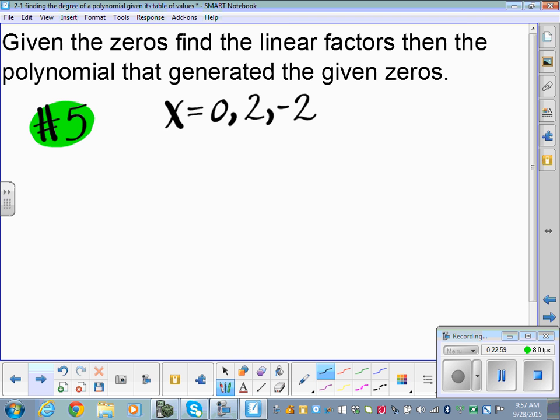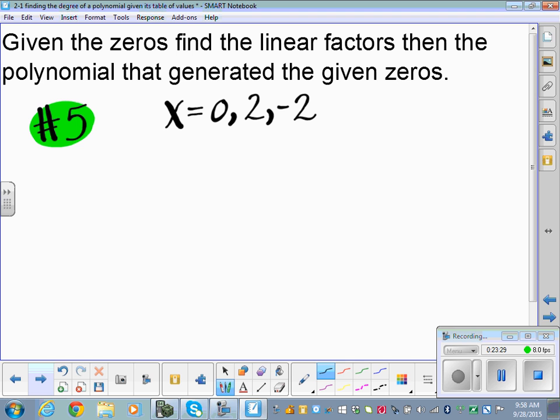So look up here. If you didn't understand it in the past, hopefully a second time, third time, fifth time, it's going to make you understand it. So it says, given the zeros, the x values, this time we're asked to find the linear factors, and then we can find the polynomial generated given these zeros. So we're given the x-intercepts here, the zeros: x is equal to 0, x is equal to 2, and x is equal to -2.